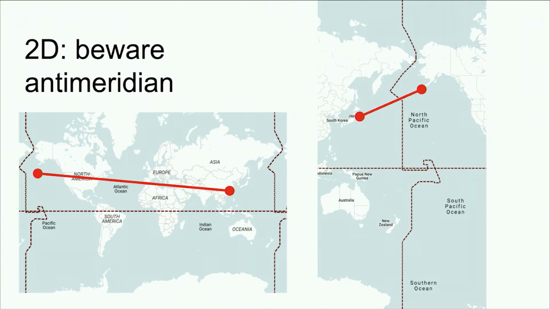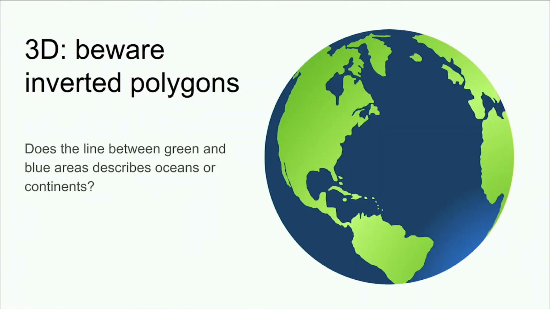But if your system does support 3D, I highly recommend it. One thing to be aware of when you're working on the Earth is inverted polygons. If I describe a boundary between all the oceans and all the continents on the Earth, so I draw a line, what does that line describe? Does it describe oceans or does it describe continents? How do you know? So you might get inverted polygons, but all the systems support resolving that ambiguity by using some orientation rule.